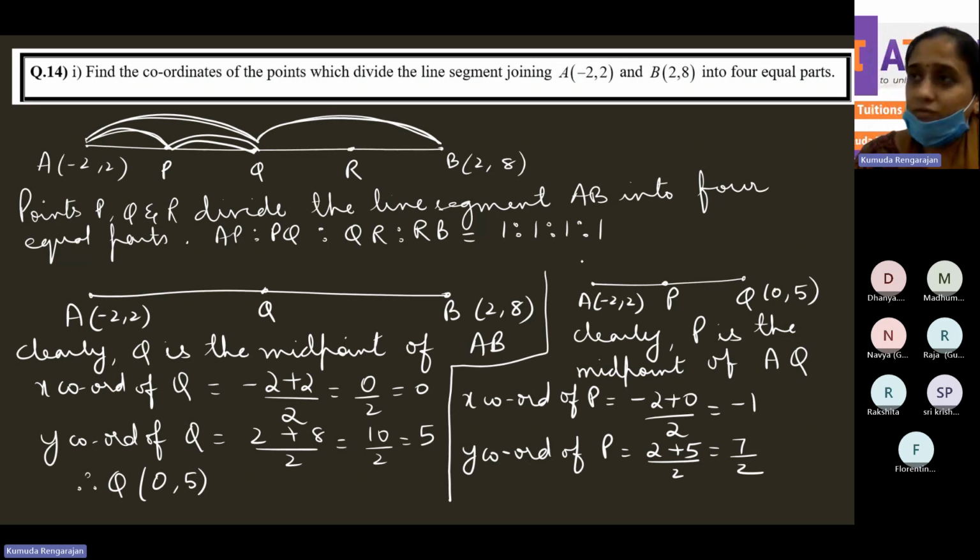Okay, so P is the midpoint of AQ. So now, if you want to find the coordinates of P, you'll have to use the coordinates of A and Q, not A and B, A and Q, because P is the midpoint of AQ. So you should write the coordinates of A and the coordinates of Q, which you just found, use them as x1, y1, x2, y2, and find the coordinates of P.